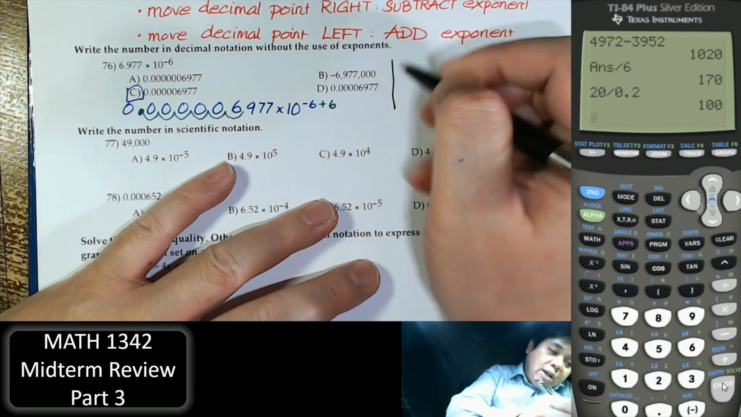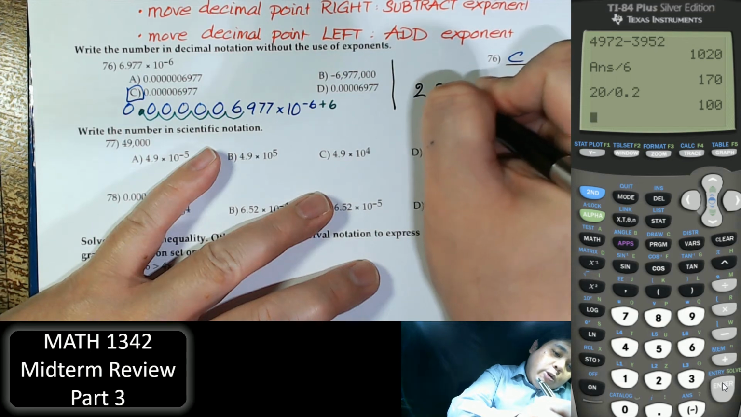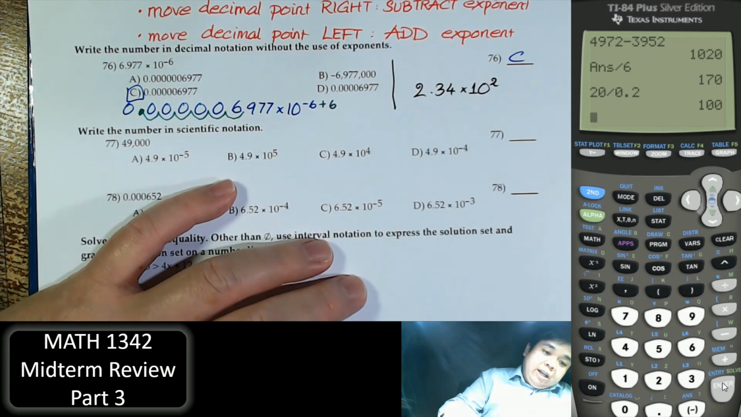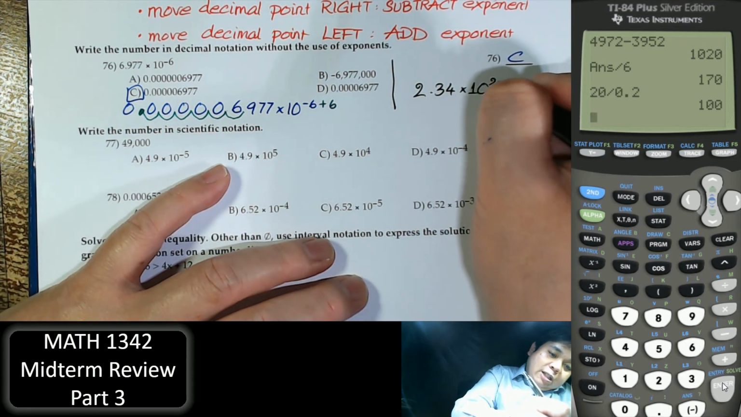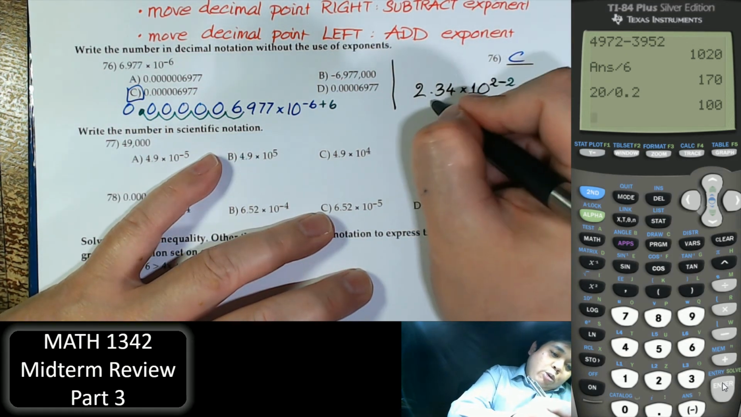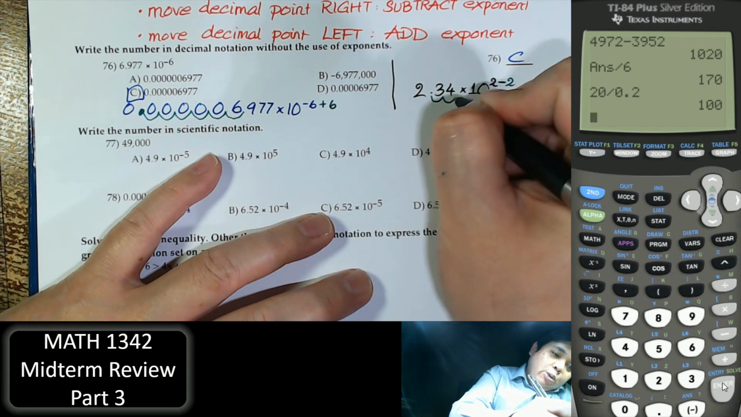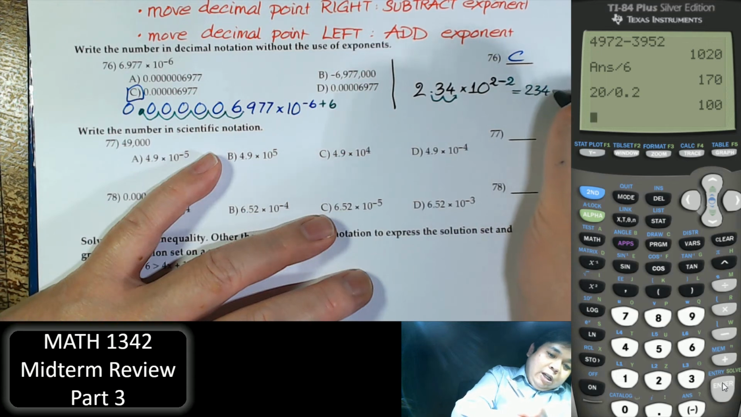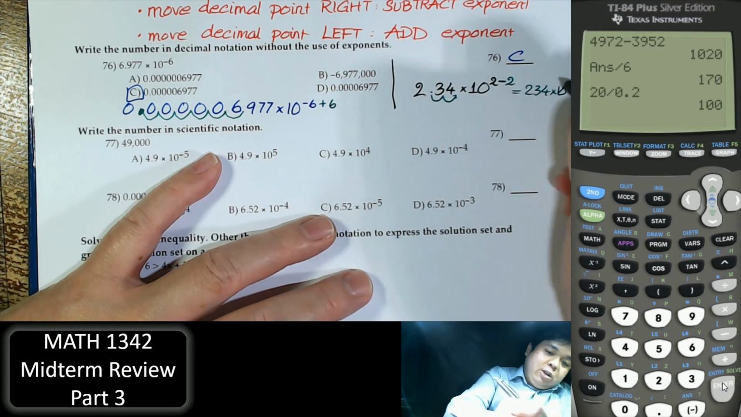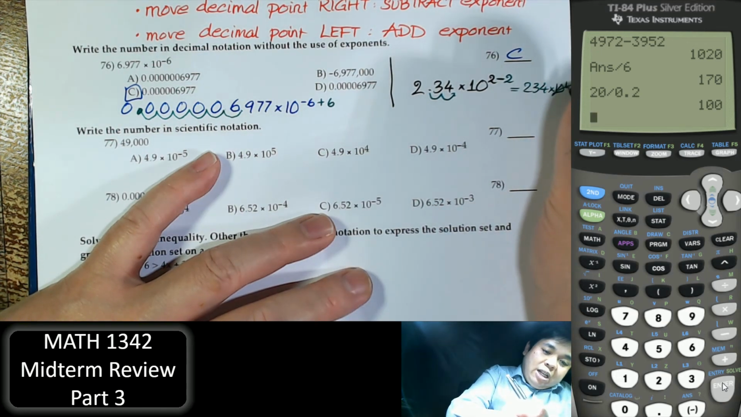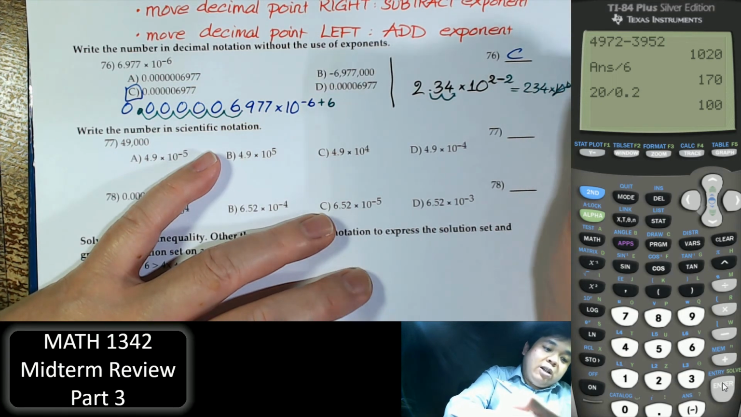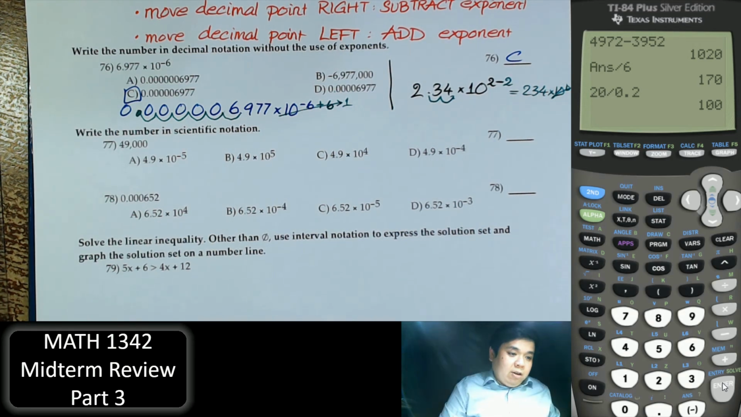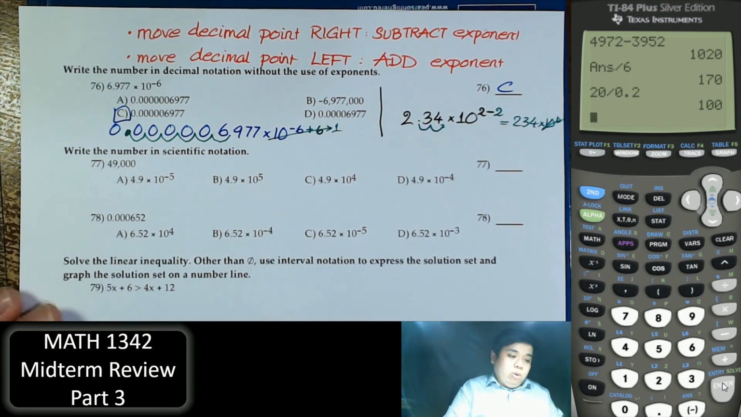Let's look at another example. Let's say 2.34 times 10 to the second. Right. We will subtract 2. So we move the decimal place 1, 2 to the right. And that equals 234 times 10 to the 0. And 10 to the 0 power is 1. So that one cancels out. Just 1. Right. So these are the rules.